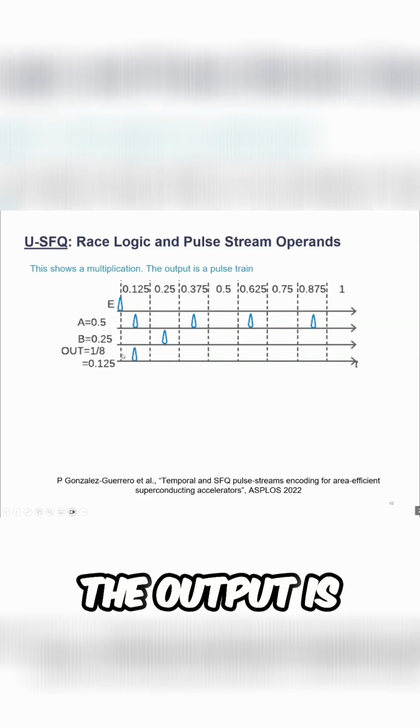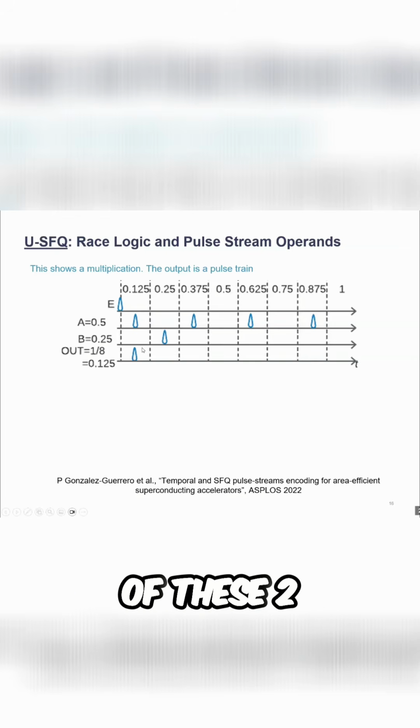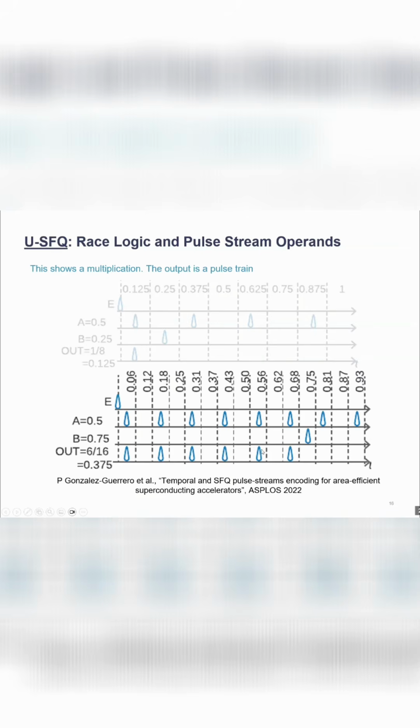And if we do that, the output is the multiplication of these two in a pulse train format. So in this case, it's 0.125. In this other example, where just the values are different, the multiplication output is 0.375.